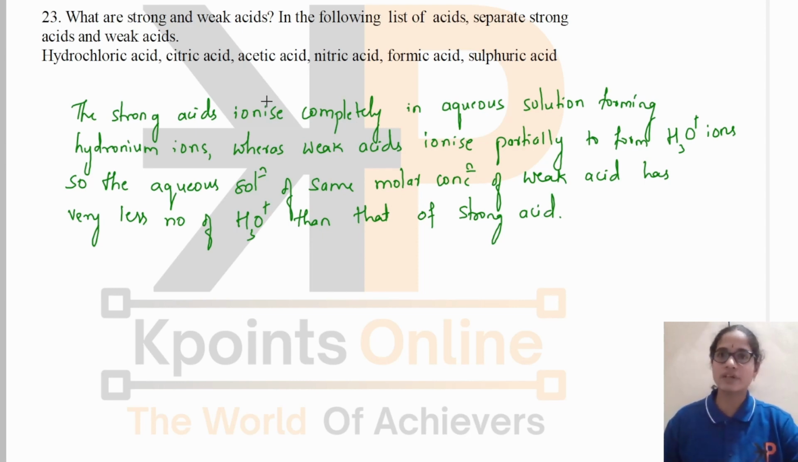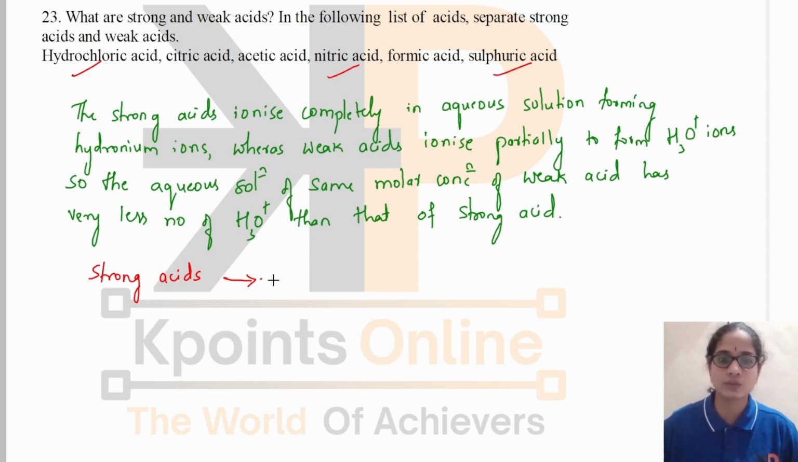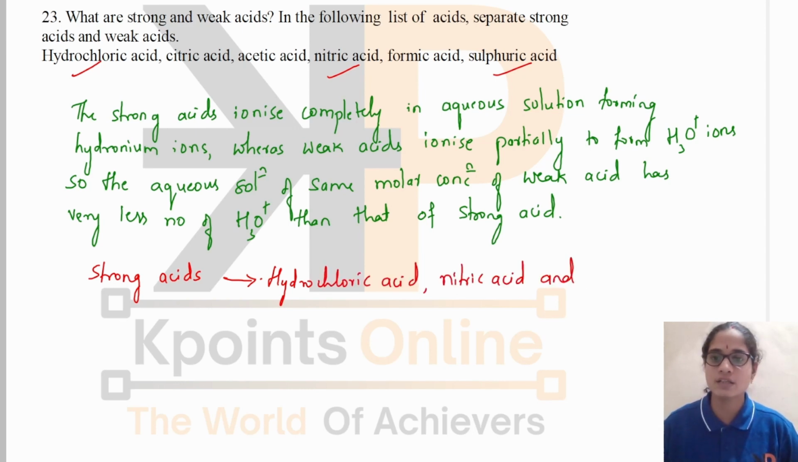Okay, this is the main difference between strong and weak acids. Among these, we have to separate the strong and weak acids. Let us write strong acids here. Among these, the strong acids are hydrochloric acid, nitric acid and sulfuric acid.